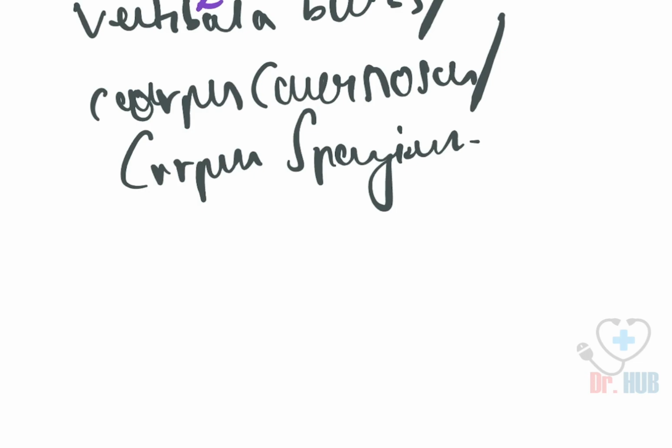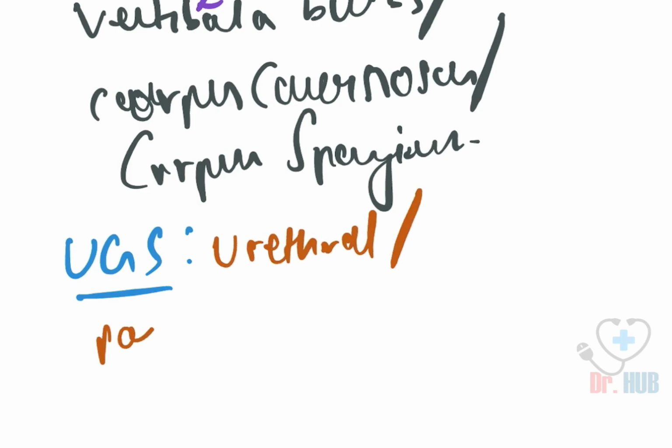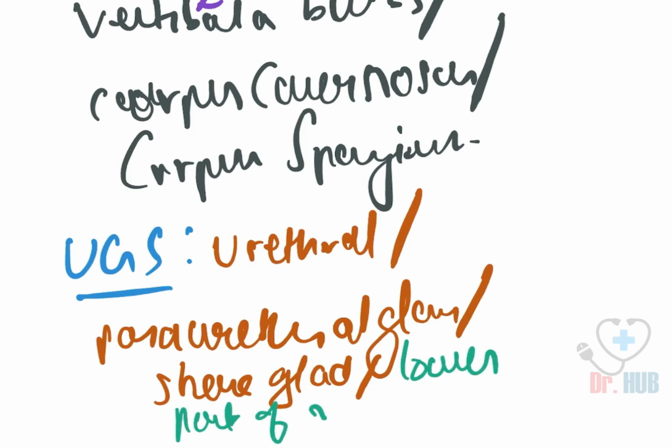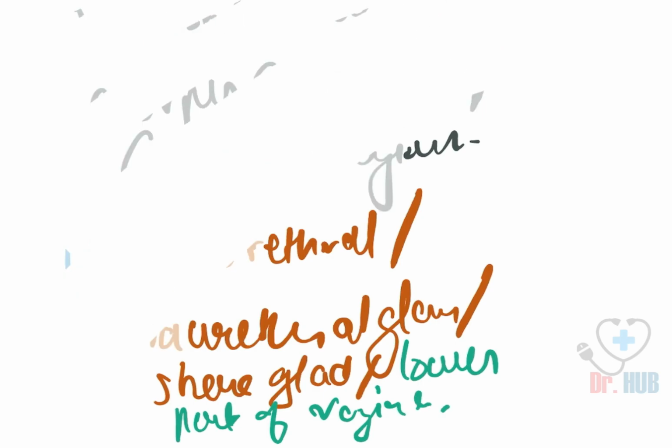Then we move on to the urogenital sinus. So the urogenital sinus, in females, gives the urethral as well as the parurethral glands, the Skene's gland, as well as the lower part of the vagina. So this is in case of the females. Now, in case of males, the urogenital sinus gives the prostate gland.